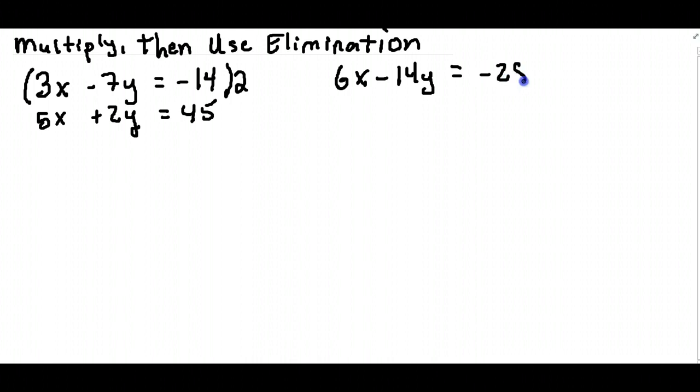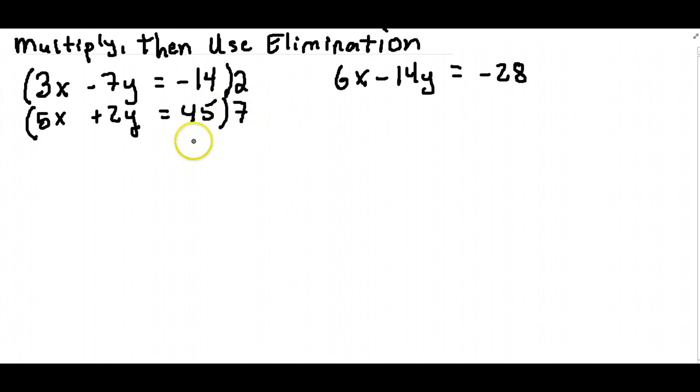And it's really important to remember, if you multiply the left side of the equation, you have to do the same thing to the right. Okay, second equation is 5x plus 2y equals 45. And we want that y value to be 14. So 2 times 7 is 14. So we multiply the whole thing by 7.